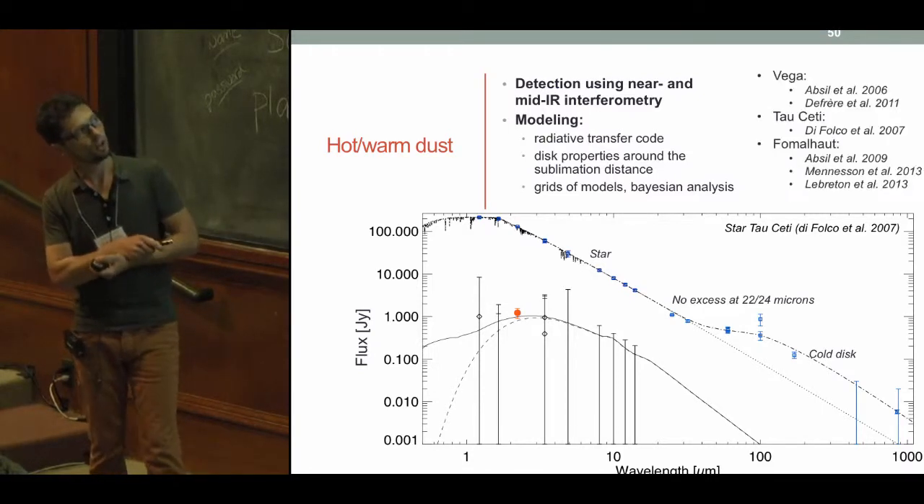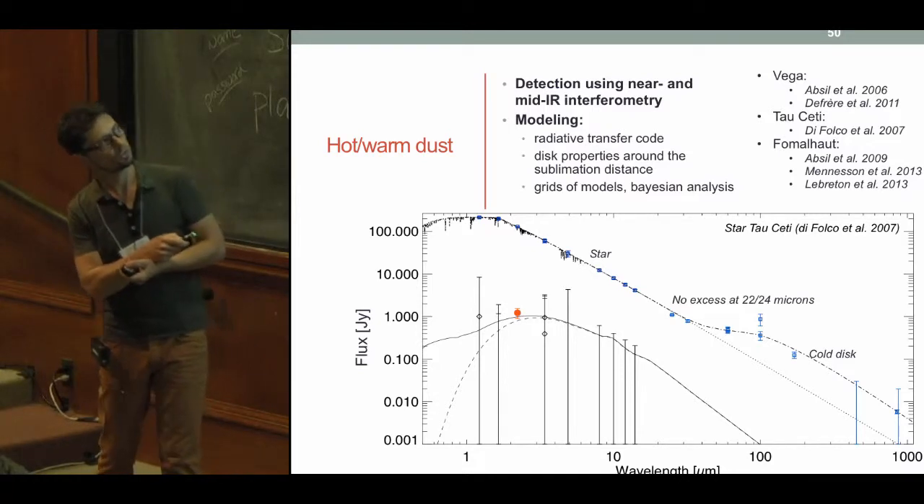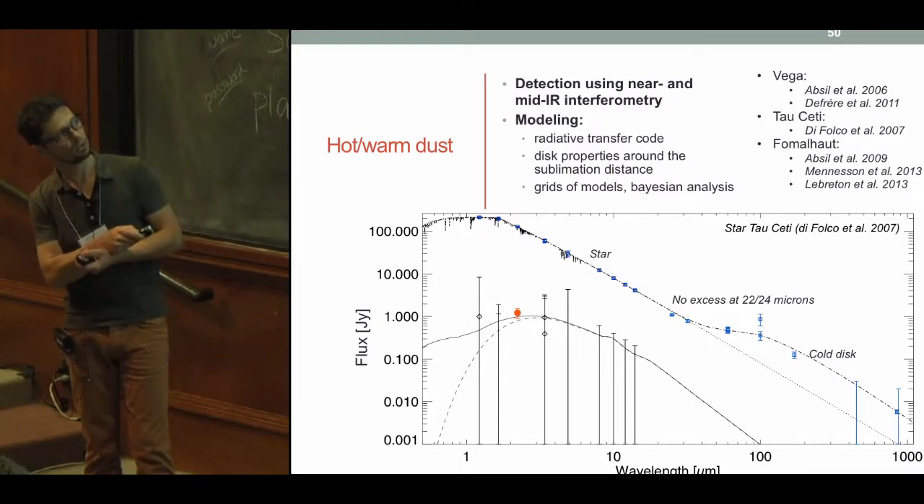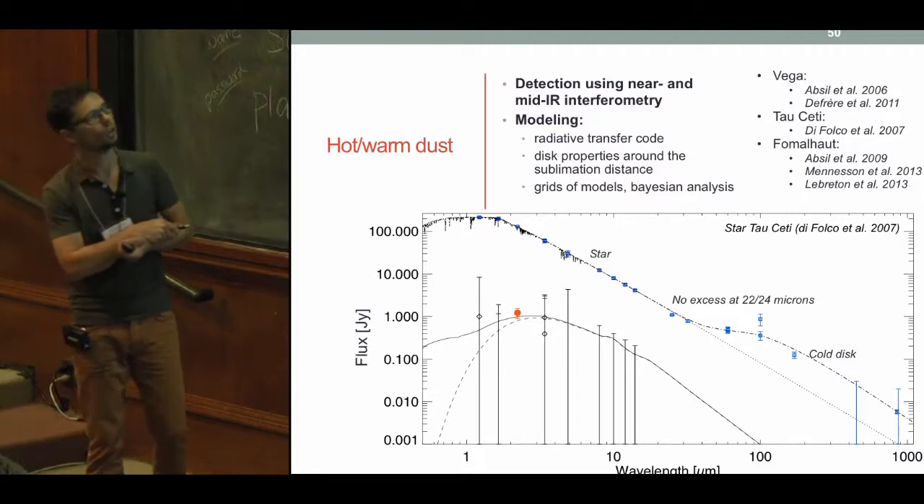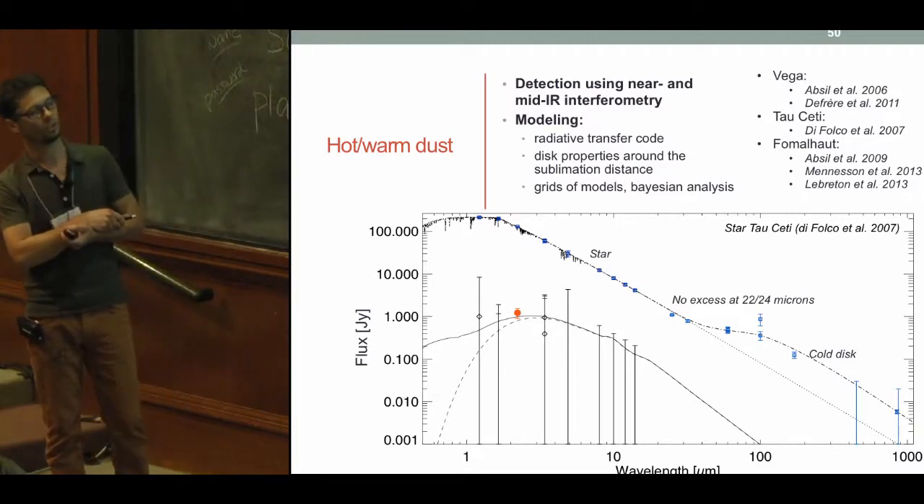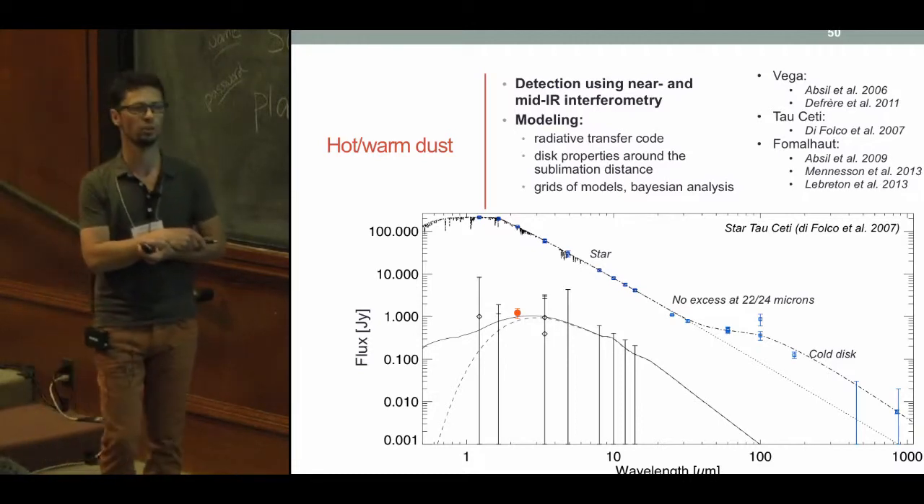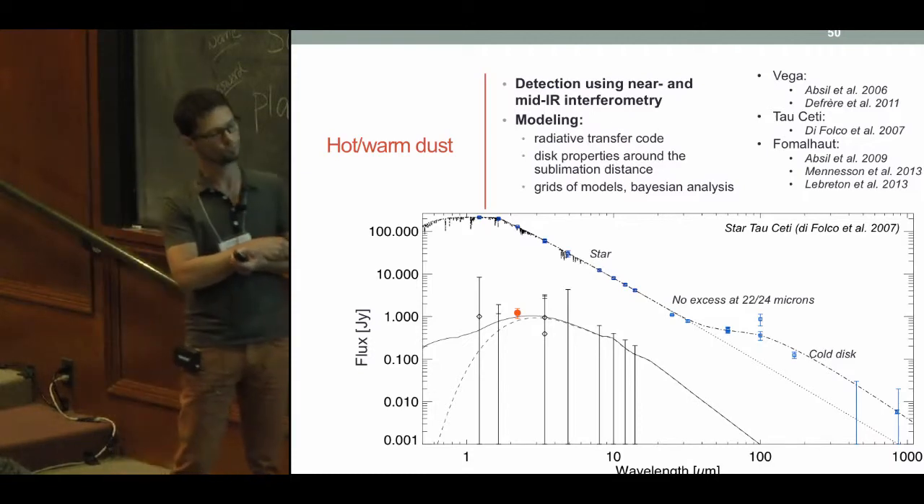Okay, and this has been done for various stars, famous ones, Vega, Tau Ceti, Fomalhaut. I refer to this paper if you want to know more about how it has been done and what kind of dust properties you can get out of that.